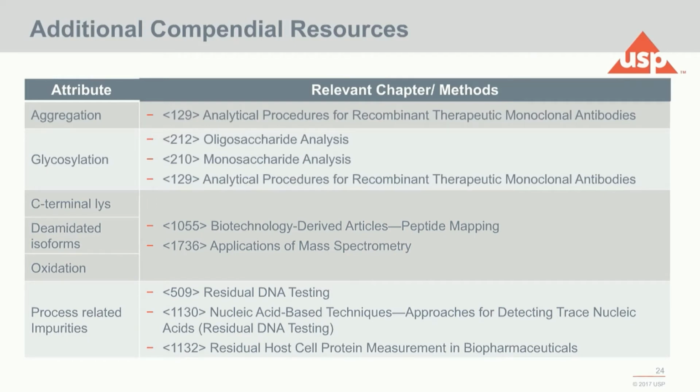And process-related impurities, although I did not talk about that specifically today, if you're interested particularly in residual DNA or residual host cell protein, we have some general chapters associated with that. And we do have a relatively new chapter, Chapter 509, which is a method chapter that contains a validated qPCR method for testing residual DNA. And that also has a reference standard associated with it, actually 2 reference standards, one for CHO and one for E. coli.